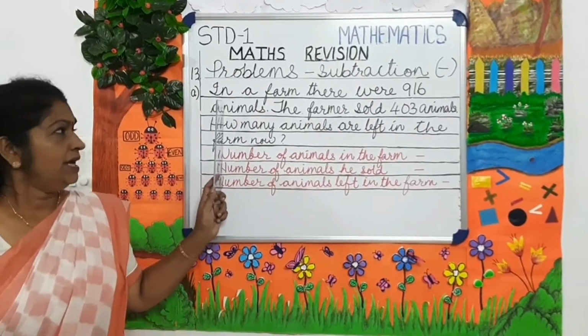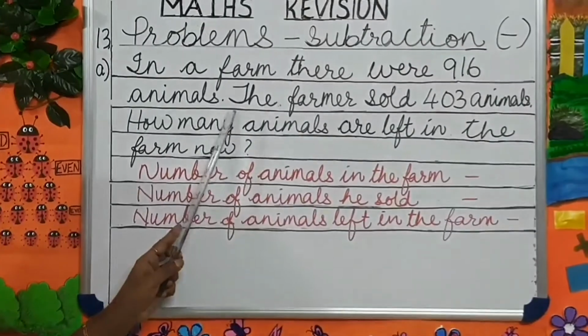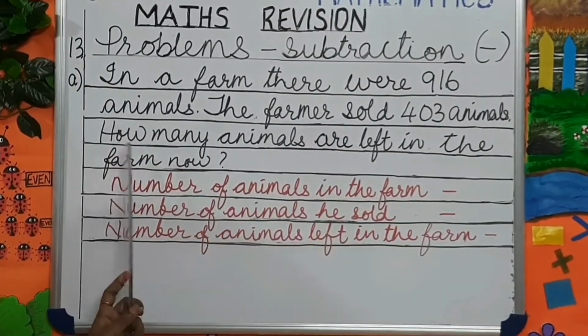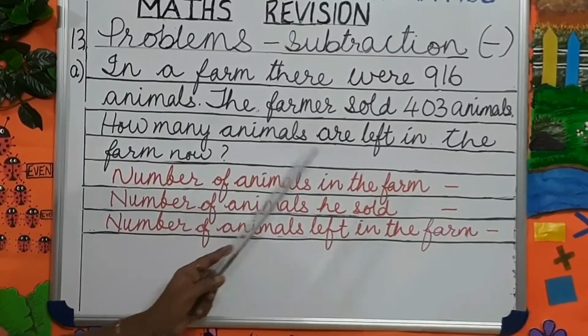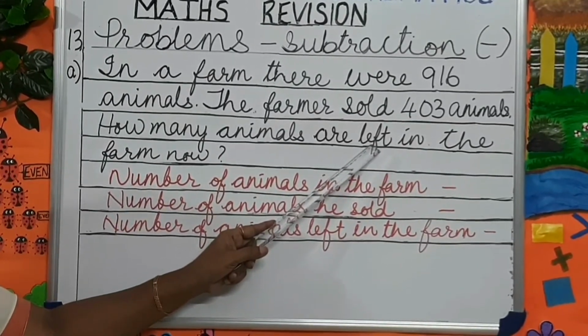Question number 13. Problems based on subtraction. Here is the question. In a farm, there were 916 animals. The farmer sold 403 animals. How many animals are left in the farm now? Here the key word is left. That means you have to do the subtraction.